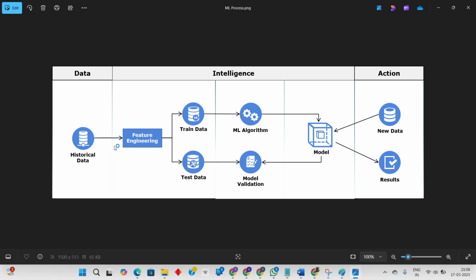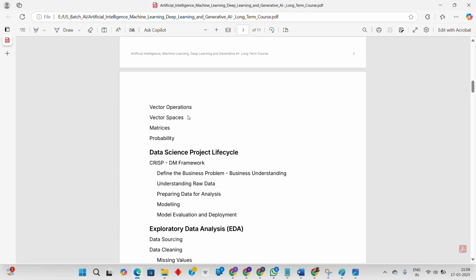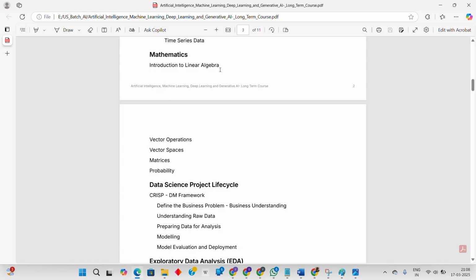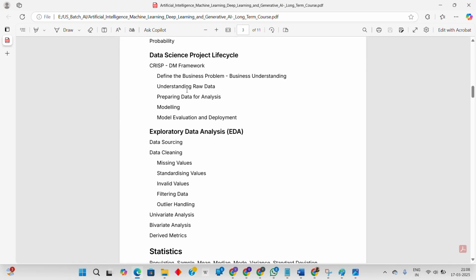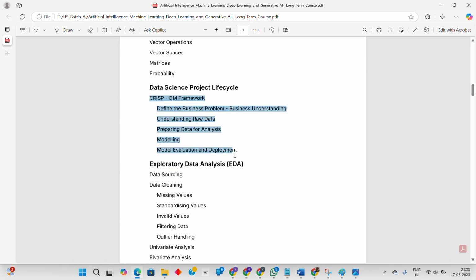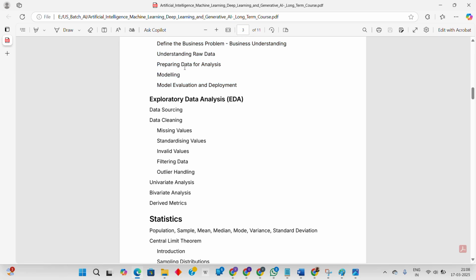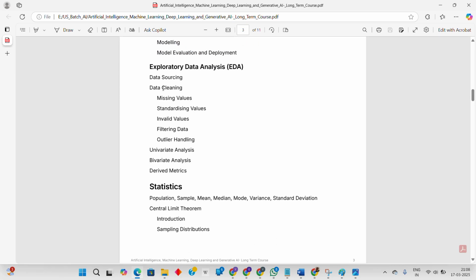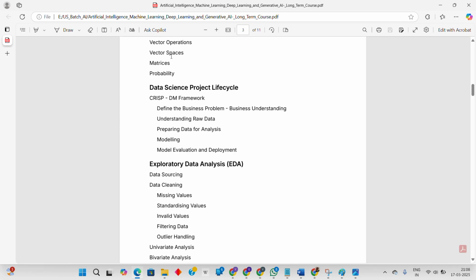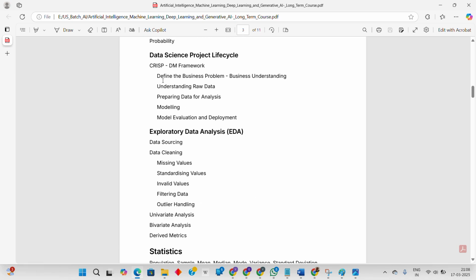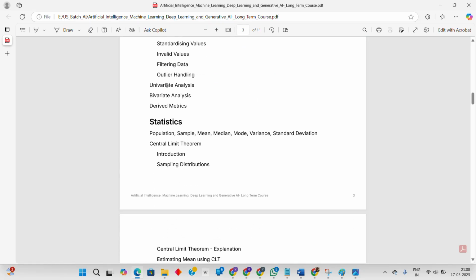Now we are going to learn the next concept, that is machine learning. Let us take this as a reference. Algebra has been covered. The data science life cycle project I will cover later. This actually should be at the top. It is nothing but defining the problem. I have a picture, I will show you.